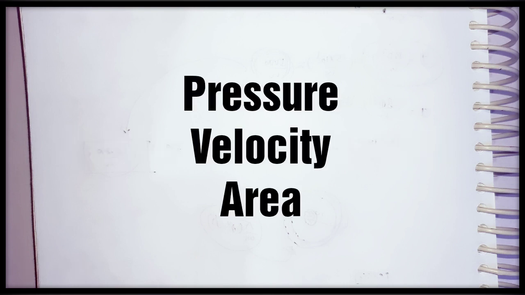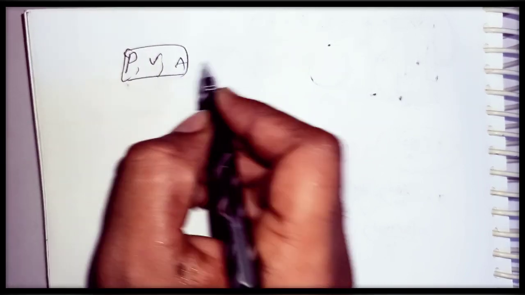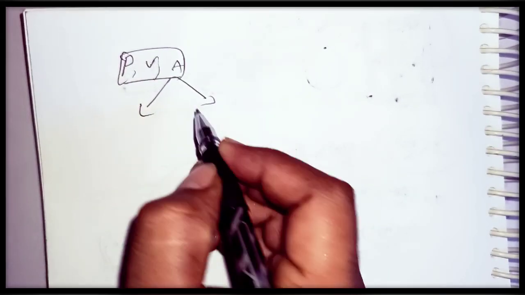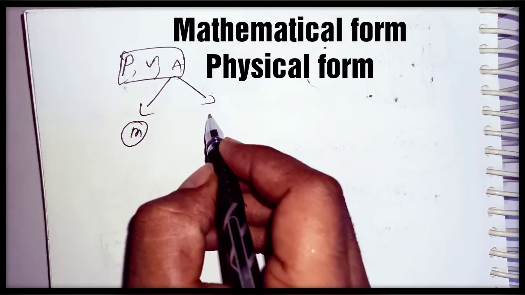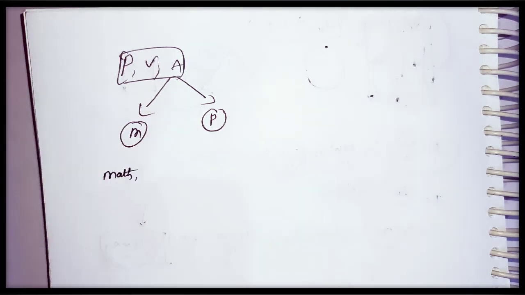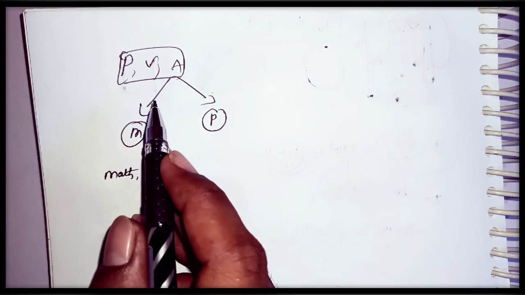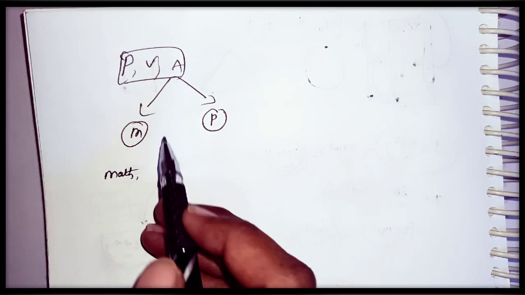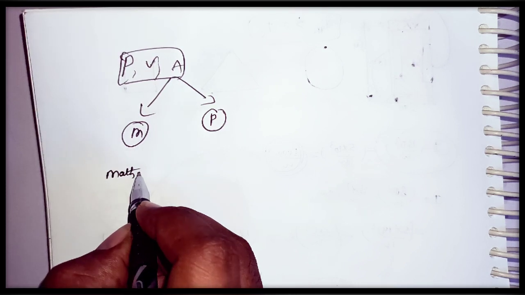In this session, we will discuss the relationship between area, velocity and pressure of the fluid system. Here, if we see the relation between pressure, velocity and area, we will see it in two forms. The first one is a mathematical form and the second one is a physical form, the relation between these three objects. First, the relation between pressure, velocity and area of the object in mathematical form.